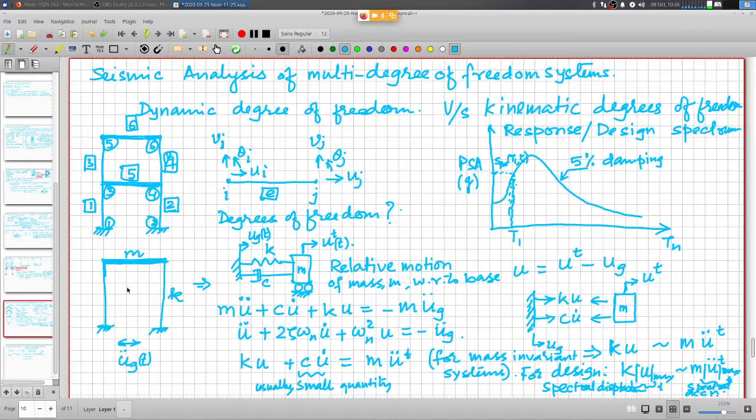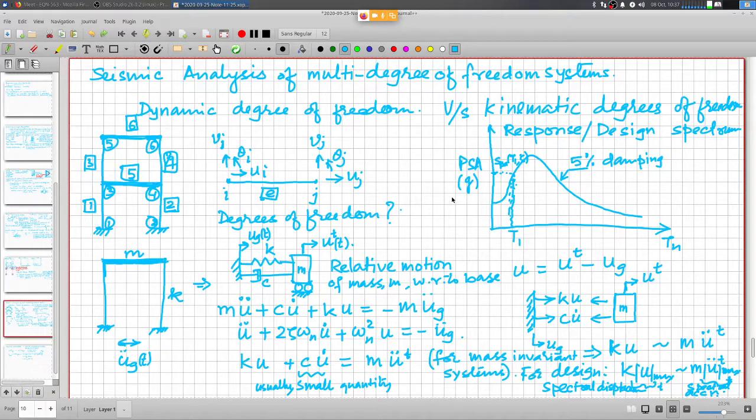So all that I need to do is find out the natural period of this and then multiply this pseudo spectral acceleration with mass, and I get the maximum force in the column that I need to design for. Alternatively, I can compute the spectral displacement and multiply that with the column stiffness to get the maximum design force that I need to provide for in the columns. Right? So that's the importance of this response spectrum.